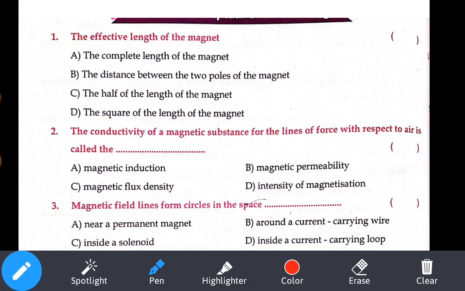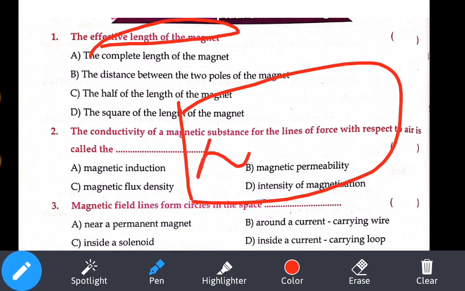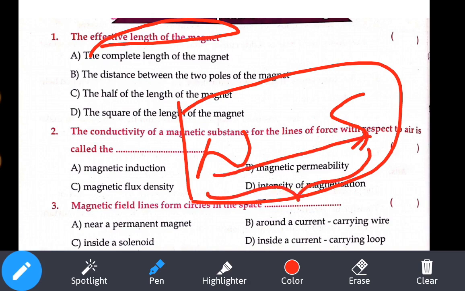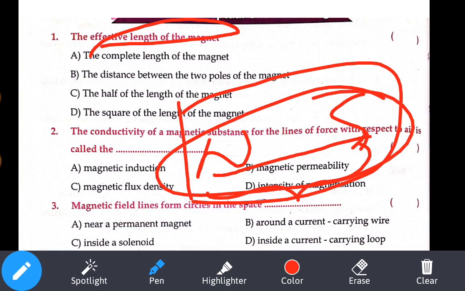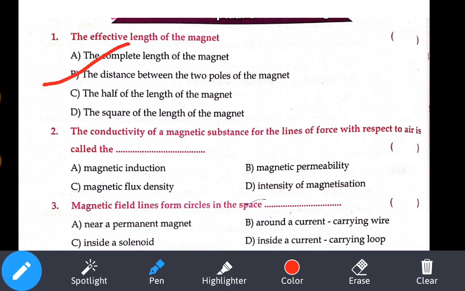See the first question: the effective length of the magnet. So effective length of the magnet, from where to where we can observe the magnetic field. If you take a bar magnet having north and south poles, the effective length of the bar magnet is from north pole to south pole. So it is the distance between the two poles of the magnet. Option number B is our answer.